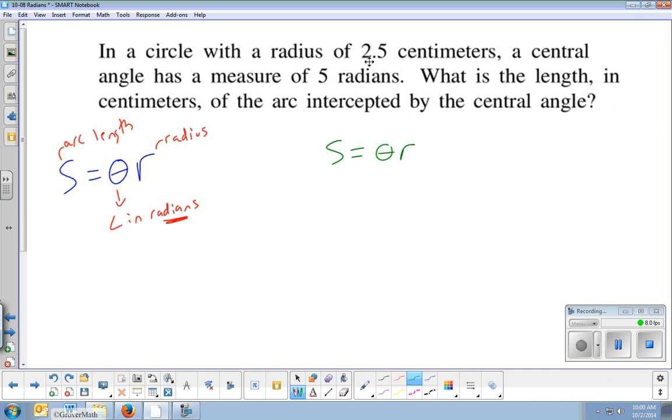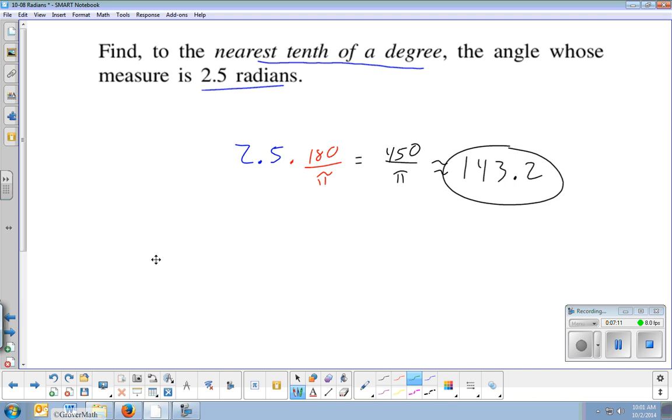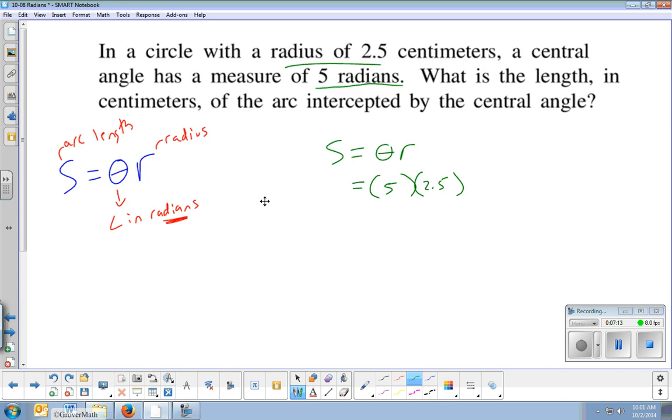In a circle with a radius of 2.5, so there's always two things over here, theta times r, and they just gave us the radius of 2.5, so that's 2.5. A central angle has a measure of 5 radians. So they're giving us the angle in radians. Again, notice there's no pi, so if I wanted to convert it to degrees, which I'm not, I'd have to do what we did here, the times 180 over pi. But this formula wants radian angles. They gave me a radian angle, so I'm good to go.